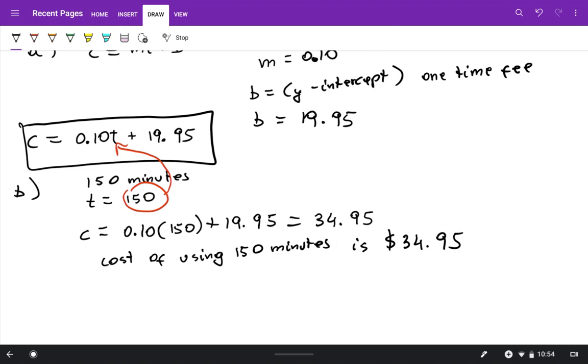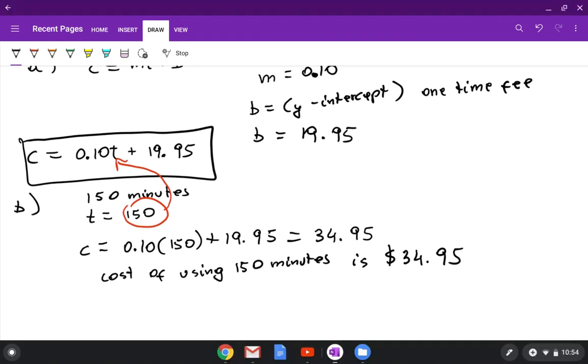I showed you a couple of problems, applications of linear equations. So that's why we're learning them. We're actually using them every day in applications, in problems like we went over.